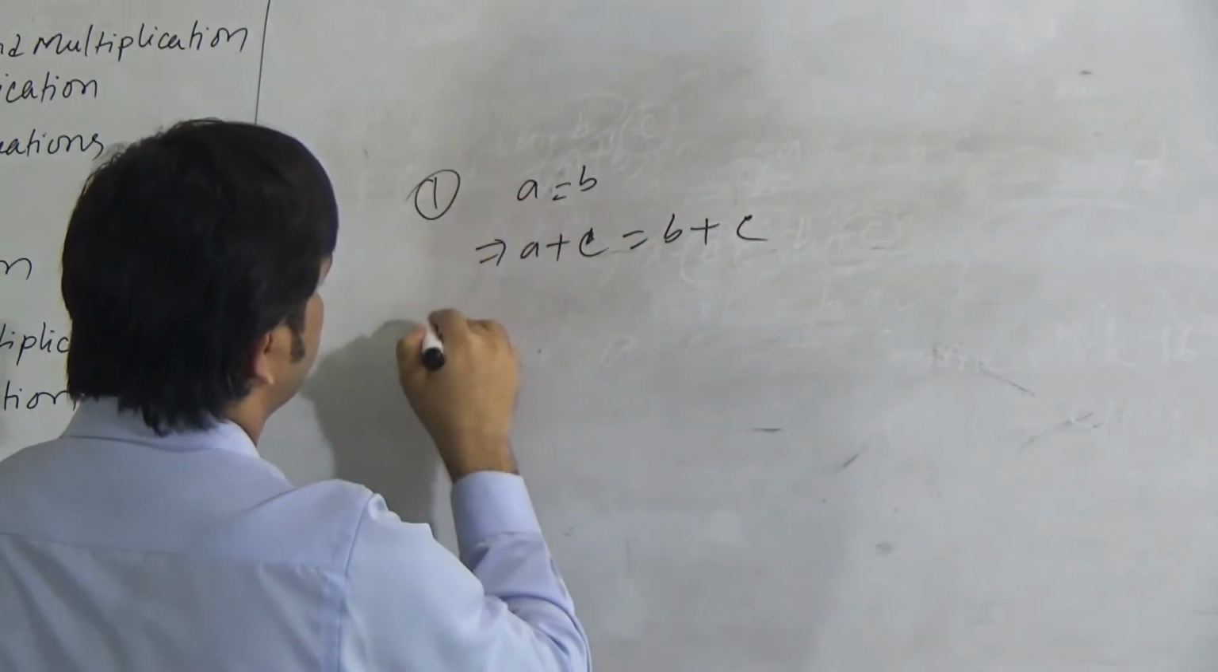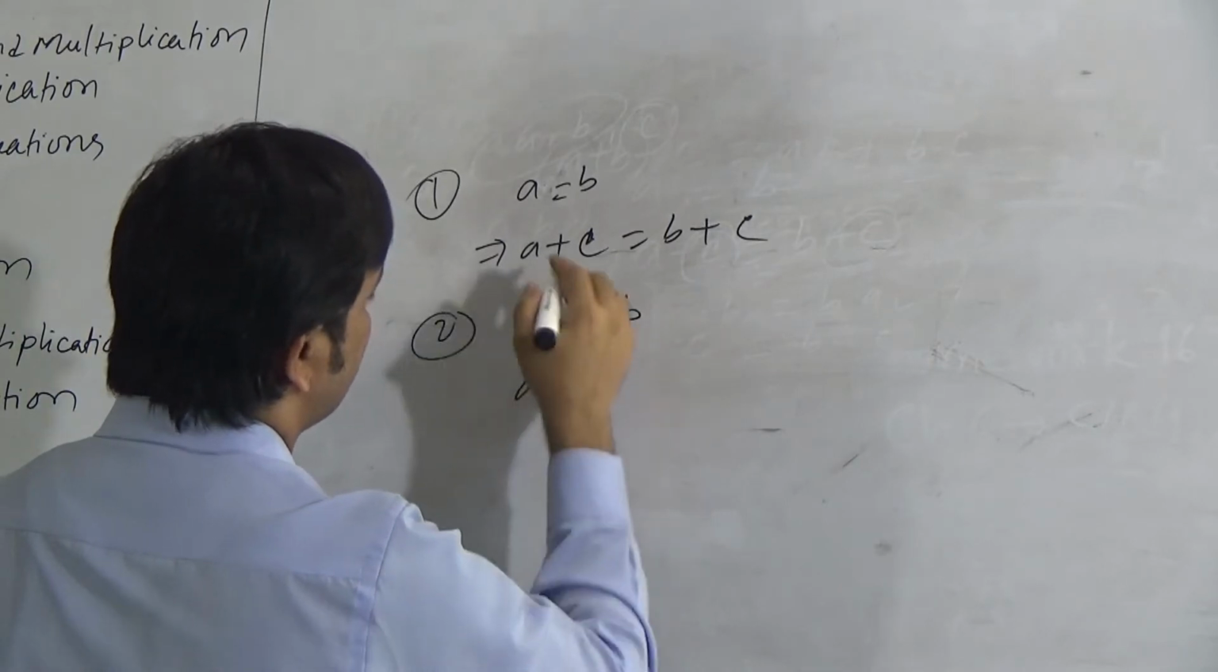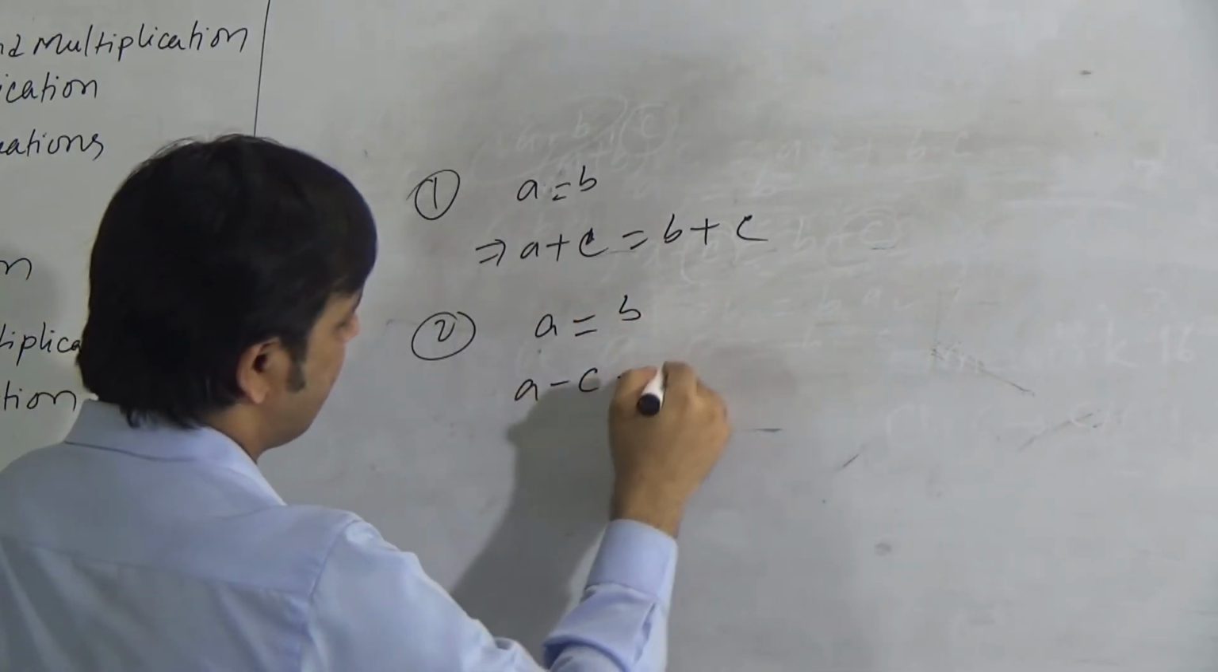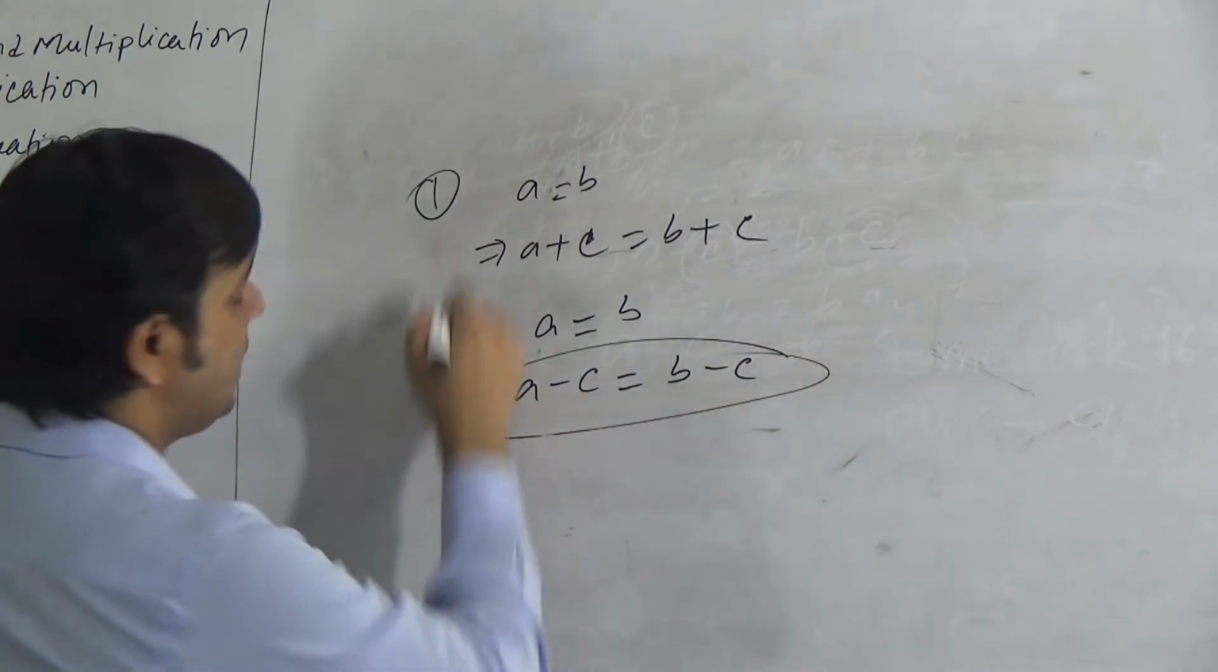Second axiom is that we can subtract the same number too. If A and B are equal, then we can subtract the same number from both sides, and this will also be equal. So this is axiom 2.